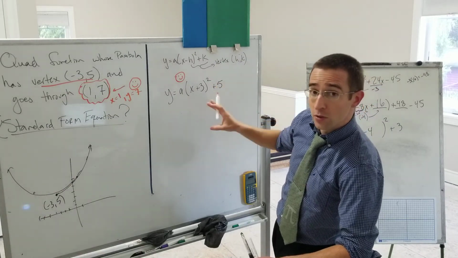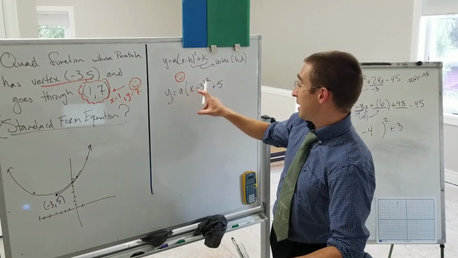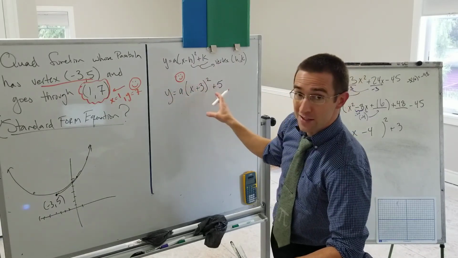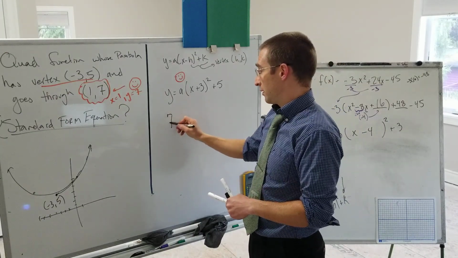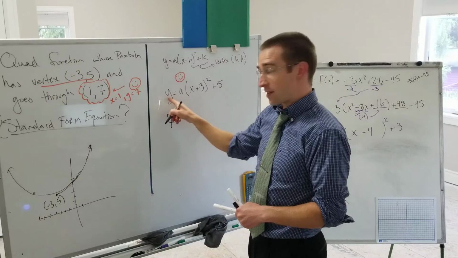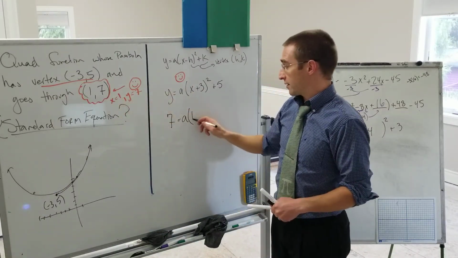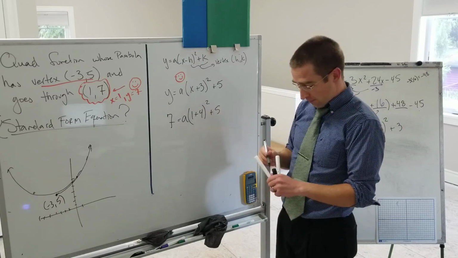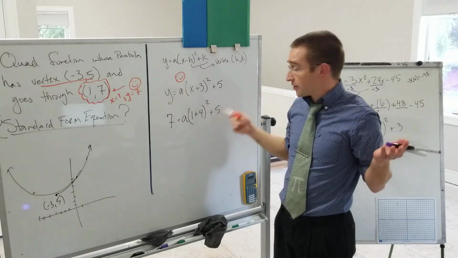So what we've got to do is find what number I can put here to make it true that if x equals 1 and y equals 7, these are the same. So that's what we're going to do. We replace the y with a 7, equals a times 1 for x plus 3, squared, plus 5.